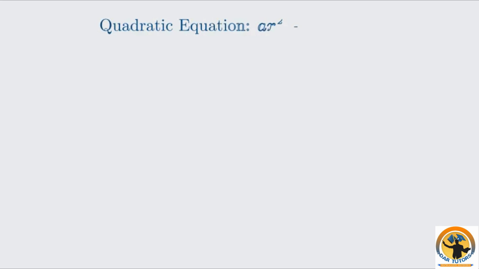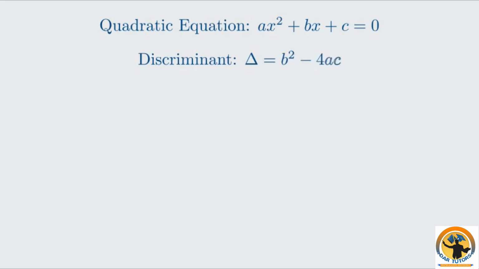We know that for a quadratic equation, ax squared plus bx plus c equals 0, the nature of the solutions depends on the discriminant, delta, which is b squared minus 4ac. If the discriminant is positive, we have two distinct real solutions. If it's 0, we have one repeated real solution. But what happens if the discriminant is negative?